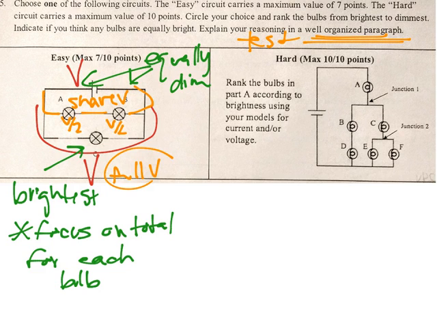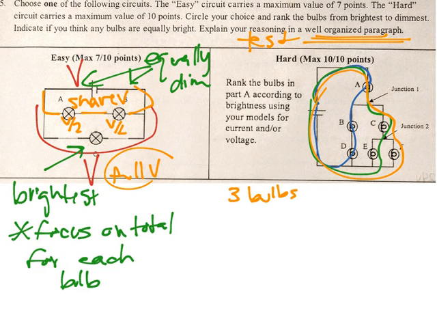Alright, looking at the next one is significantly harder, but if you try to check your loop rules, you'll see you have 3 loops. Each loop has 3 bulbs across it. That means they all have the same voltage. So instead, you need to look at your current.